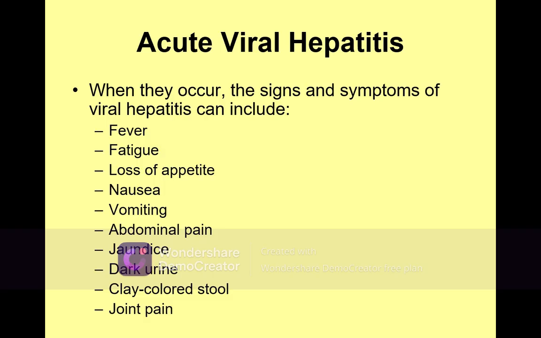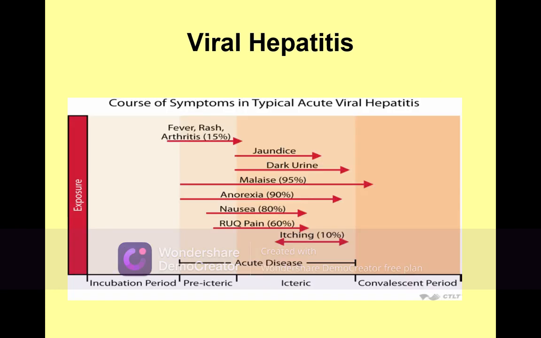Acute viral hepatitis, with any virus, whether A, E, or whatever it is: the patient comes to you with fever, fatigue, loss of appetite, nausea, vomiting, abdominal pain, and jaundice. There may be tenderness in the right hypochondrium, and clear stool is possible if there is cholestasis, along with joint pain.